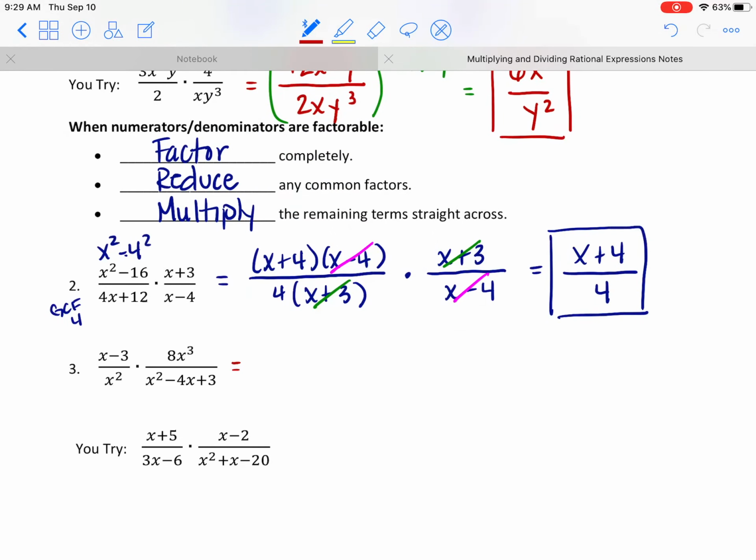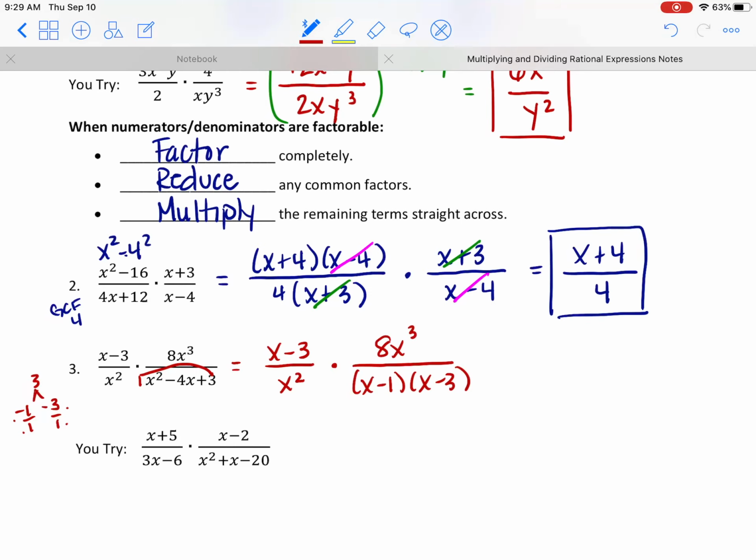Number 3, I can't factor x minus 3. I can't factor x squared, so I'm going to leave that first fraction alone. I also can't factor 8x cubed, but I can factor here. Factors of 3, so 1 times 3 is 3, that make negative 4 would be negative 3 and negative 1, and dividing by 1 is not going to change those. So 1x minus 1, 1x minus 3, x minus 1, 1x minus 3.